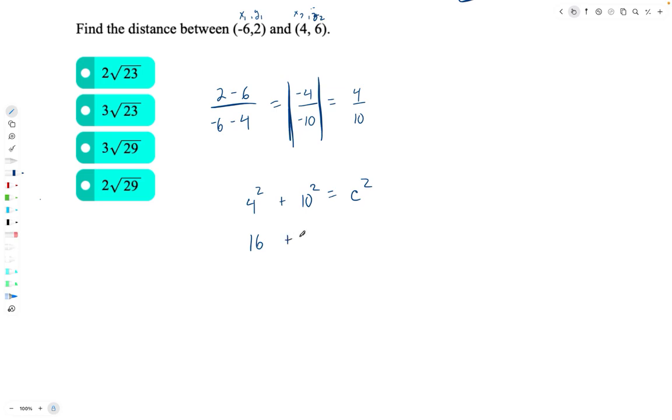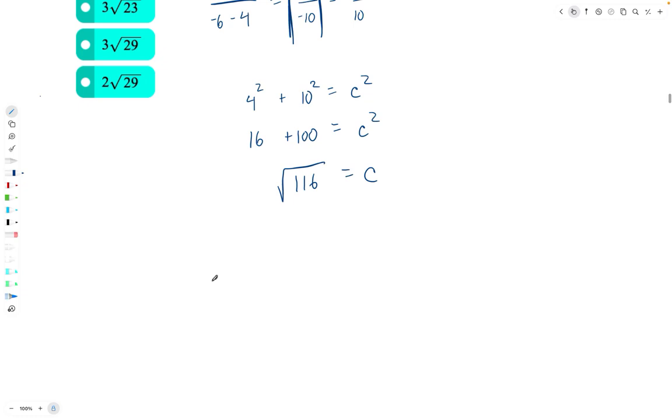So 16 plus 100 is equal to C squared. That's the square root of 116 is equal to C. So all we have to do is reduce 116 to find the distance between those 2 points. And if we factor that out, you're going to find, all right, you've got 2 times 58. 58 is 2 times 29. All right, so you got 2 and 2, so it's going to be 2 times the square root of 29, which would be this one right here.